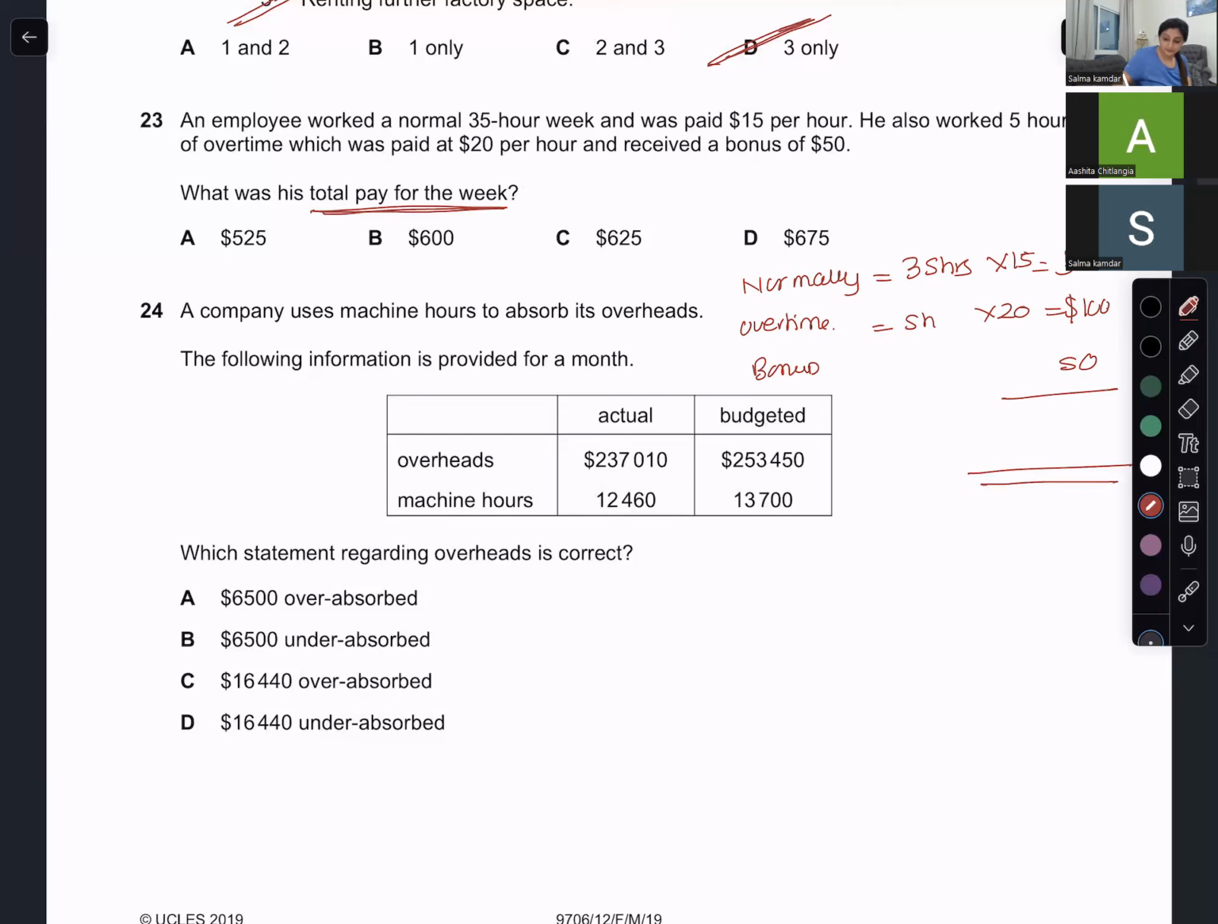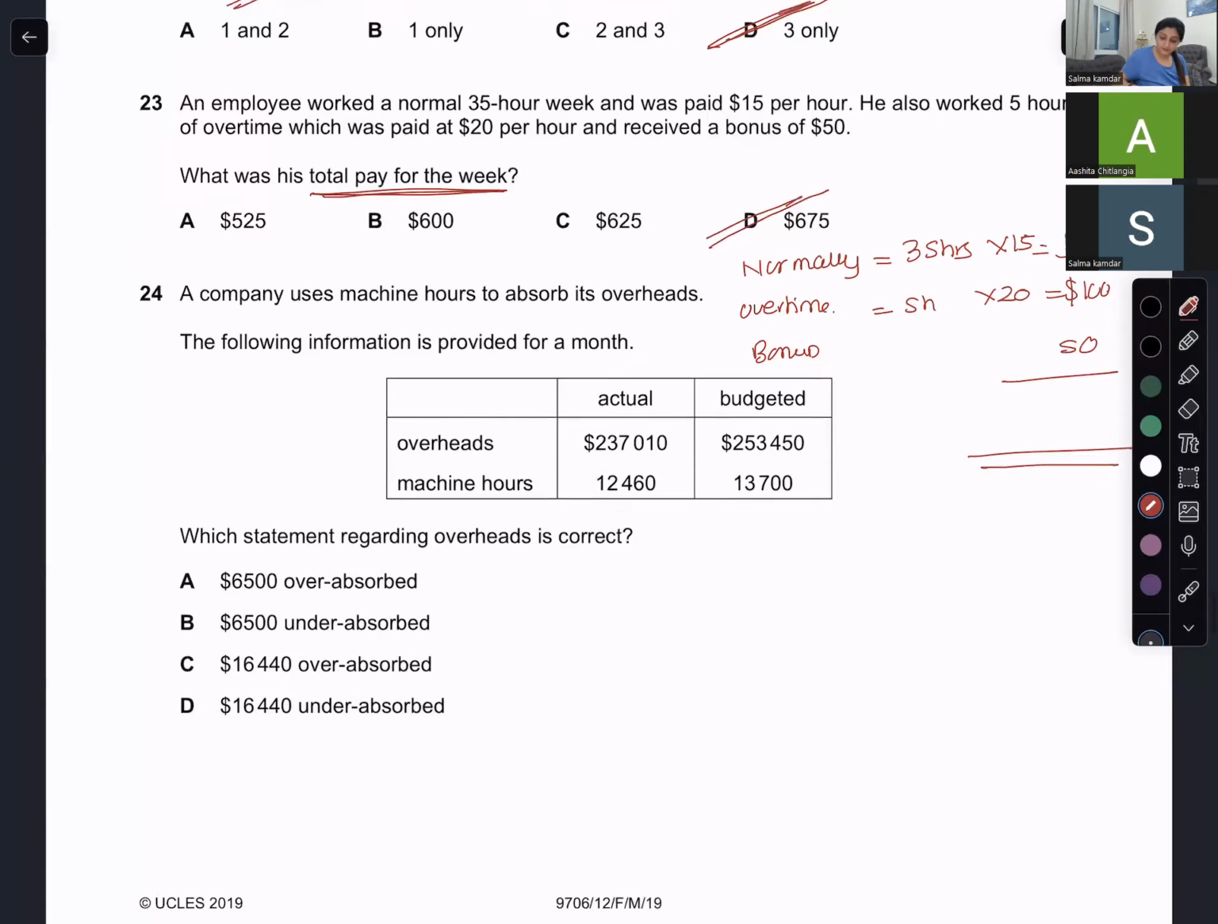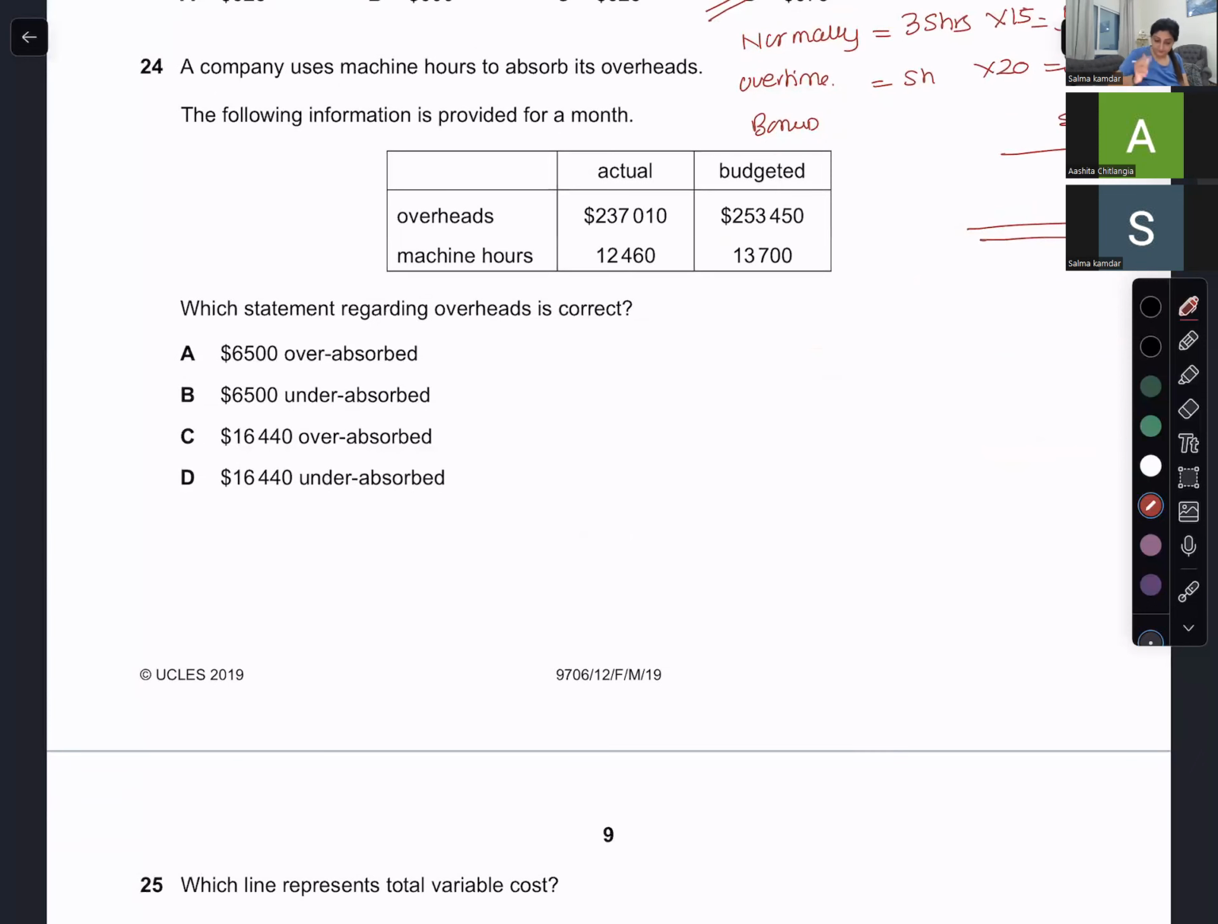Are you sure? Yeah. Come on. A company uses machine hours to absorb its overhead. Read the question. Which statement regarding overheads is correct? Okay, fine. Your actual overheads is this much. You budgeted this much. So you have to subtract it. I'll tell you.